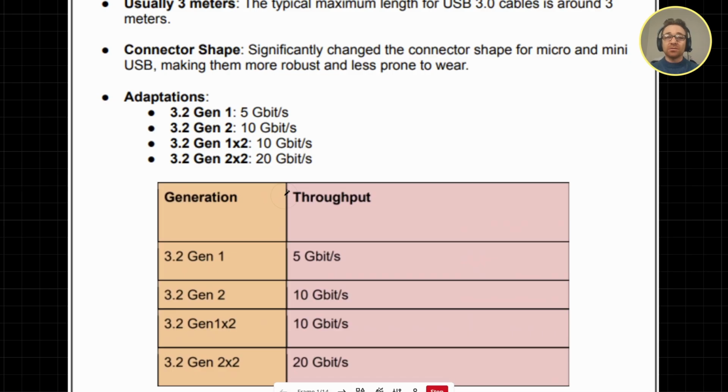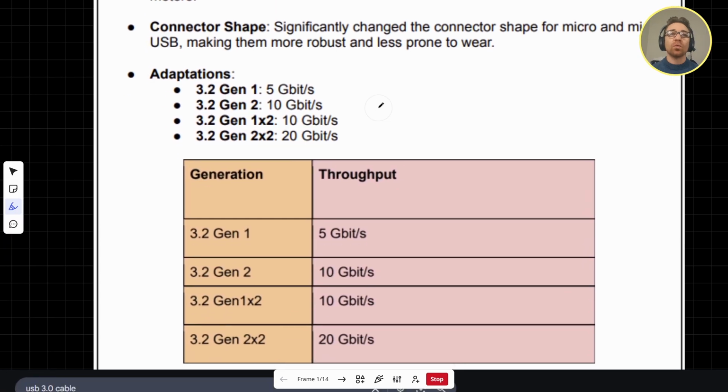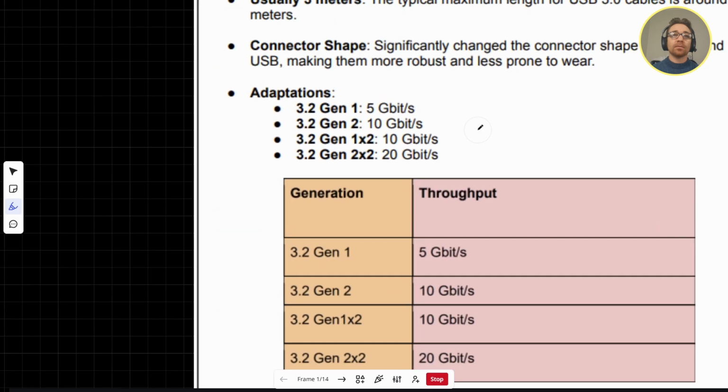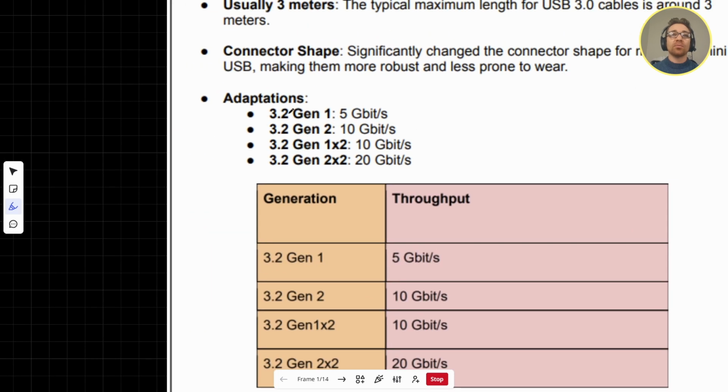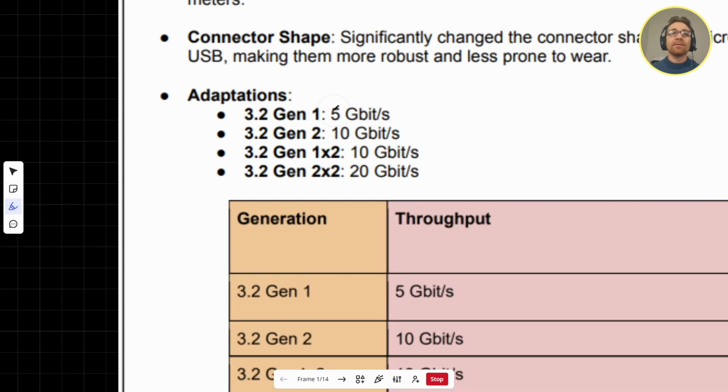There's 4 different generations or types of USB 3 cables that you need to know, and there's a little trick you can use to memorize it so it's not super stressful once you get this down. Really, all you need to know is that USB 3.2 Generation 1 is 5 gigabits per second.